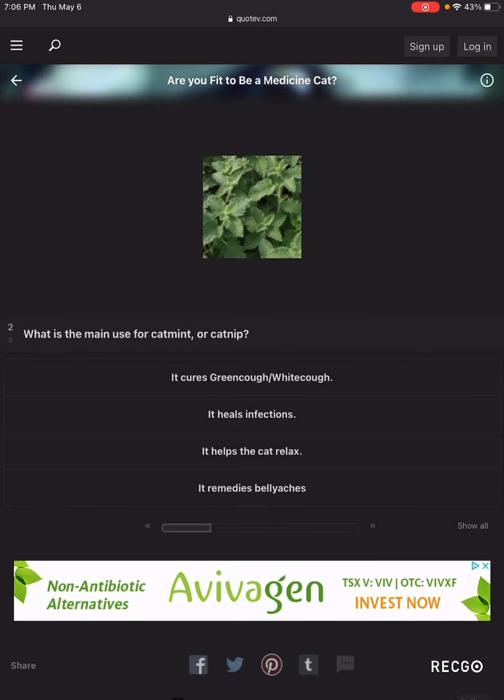What is the mint used for, cat mint or catnip? You would never get this, to be honest, but let's see what you think. Catnip is like a treat. Yeah. What do you think it can do? I have no clue, because in real life, cats get hyper from it. I know, just guess. It heals infections. No, try one more time. I think you can get this.